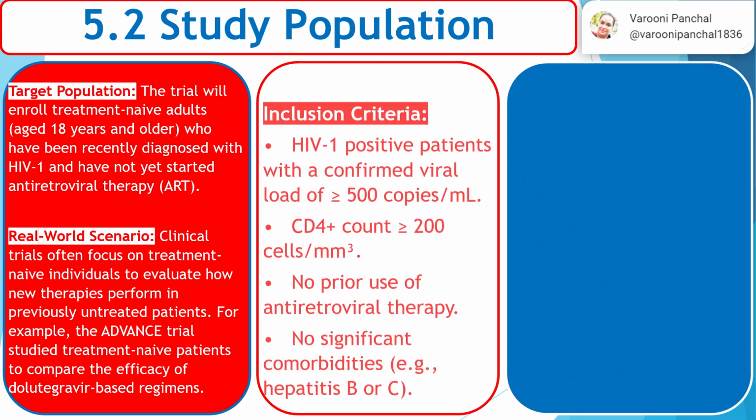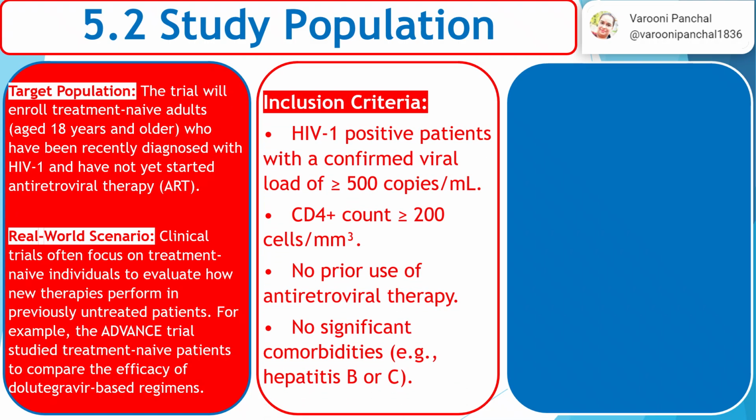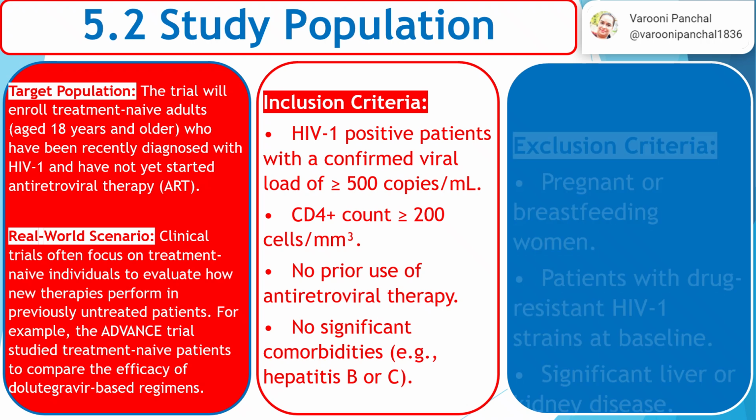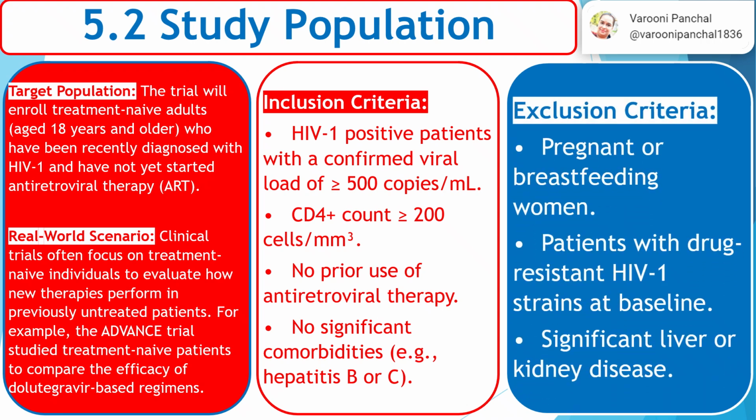Inclusion criteria. HIV-1 positive patients with a confirmed viral load of greater than or equal to 500 copies per milliliter. CD4 plus count greater than or equal to 200 cells per cubic millimeter. No prior use of antiretroviral therapy. No significant comorbidities, e.g. hepatitis B or C. Exclusion criteria. Pregnant or breastfeeding women. Patients with drug-resistant HIV-1 strains at baseline. Significant liver or kidney disease.